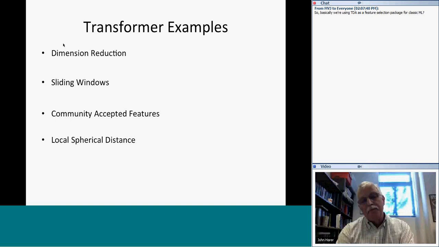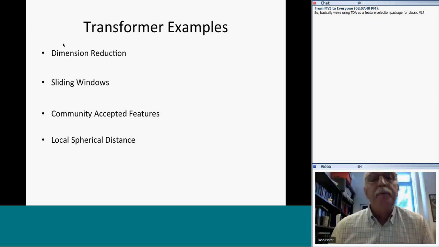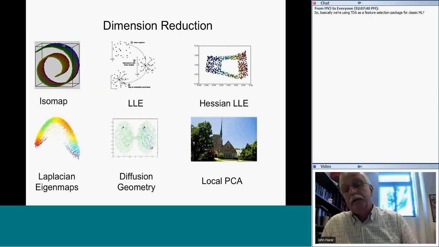Another that various people will use is sliding windows. I'll talk about that in a second. Really, we started augmenting the sliding window idea with what we're calling community accepted features, and I'll show you that. And then one of the examples rests on the concept of persistent local homology, which builds out of a local spherical distance method that Paul and one of his undergraduates worked out. So these are examples of what I mean by transformers. And let me just show you a little bit.